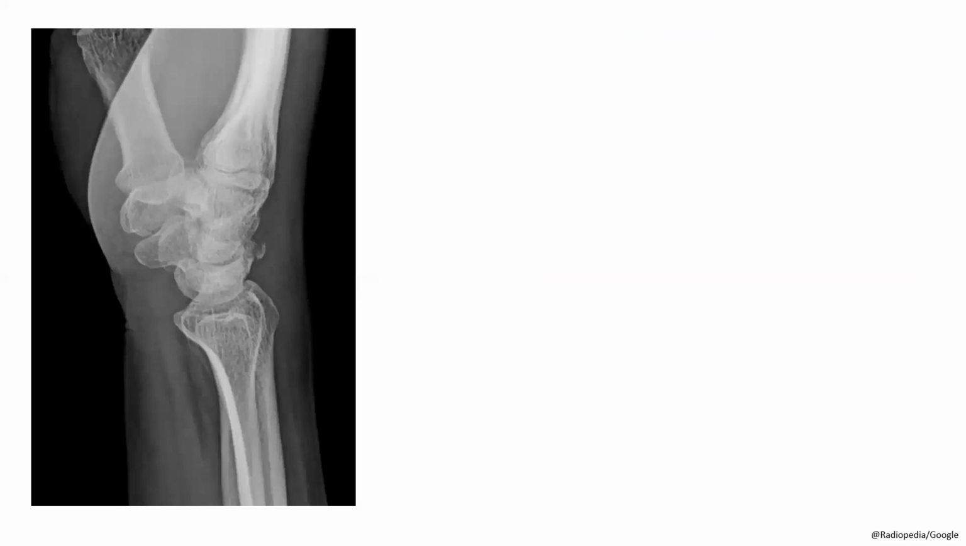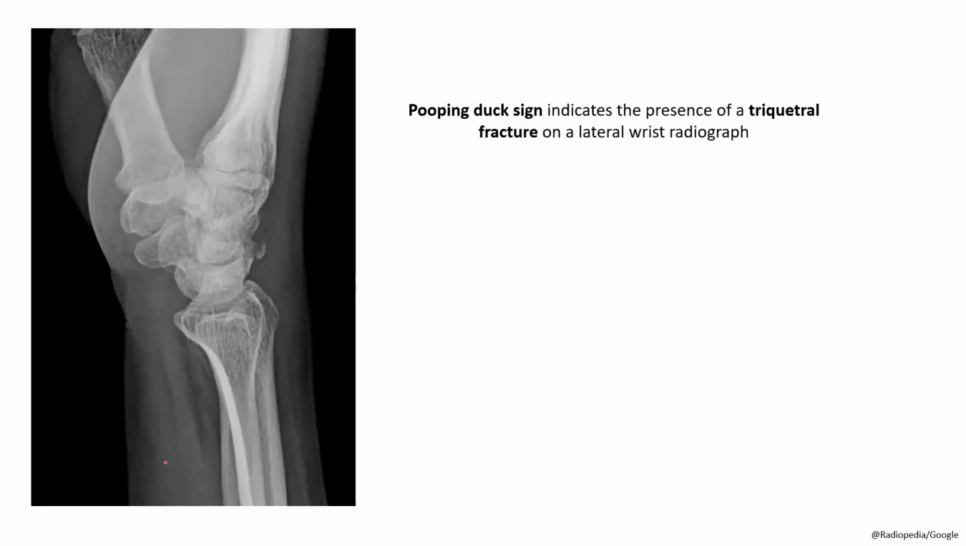In this lateral radiograph of wrist, are you seeing any abnormality or any particular sign? Well, this is pooping duck sign, which indicates triquetral fracture. So this is duck and this is its poop. So this is pooping duck sign, which is indicative of triquetral fracture on a lateral wrist radiograph.